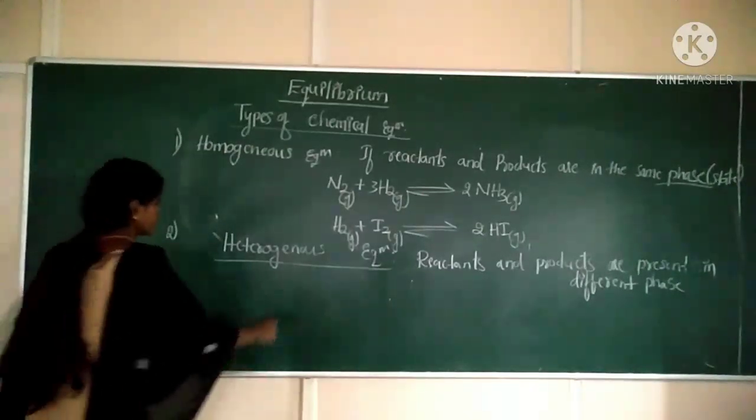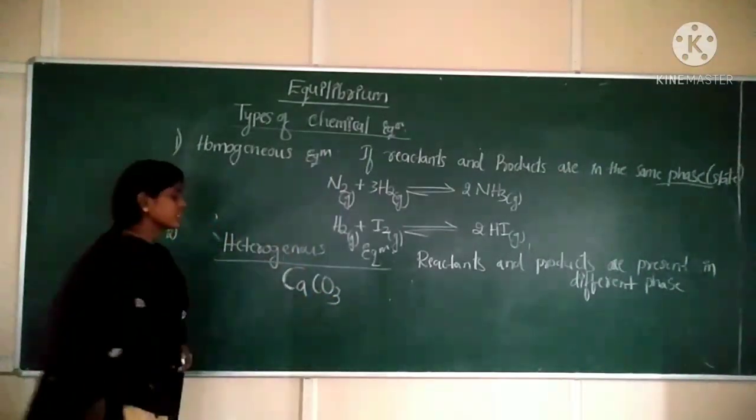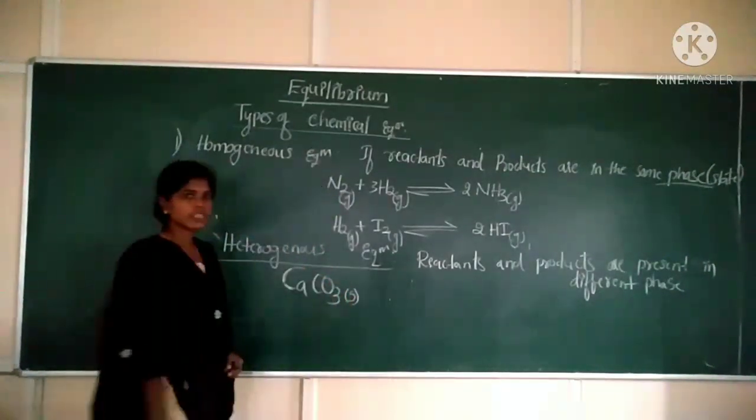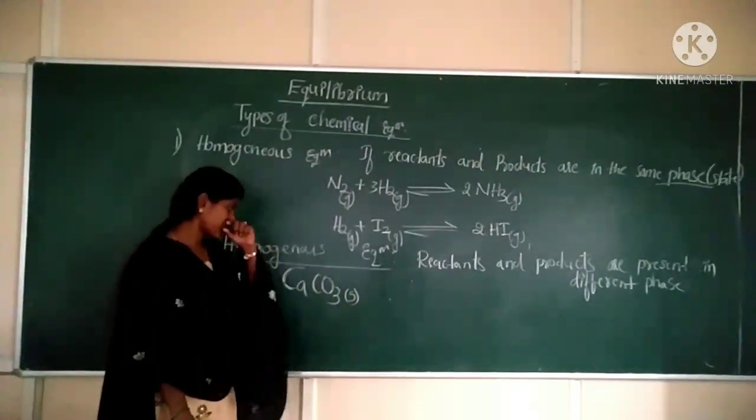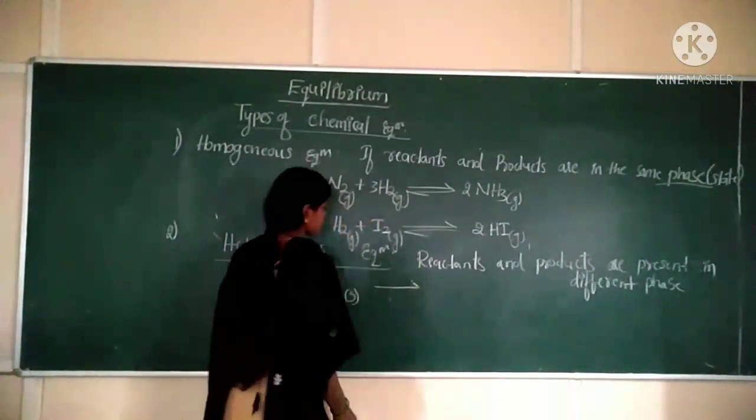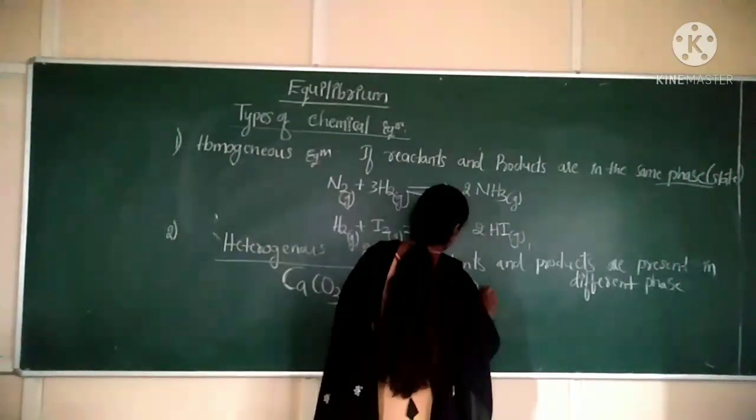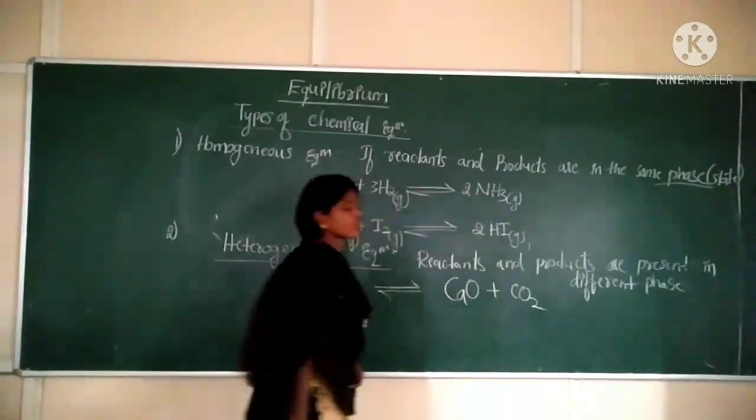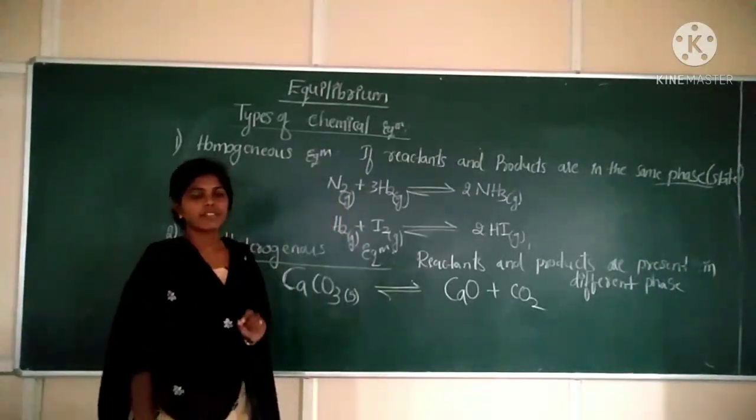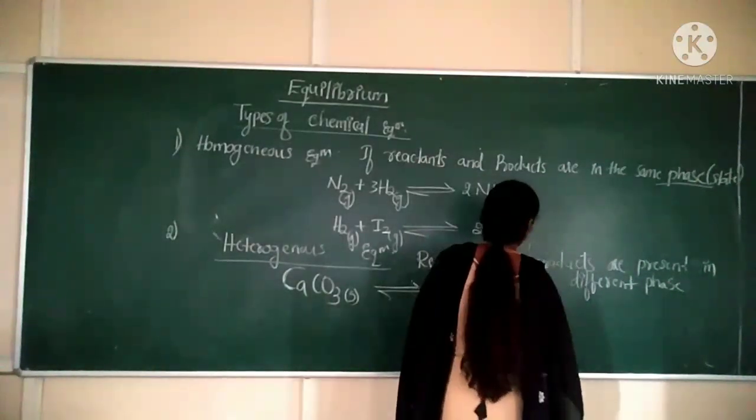You can write an example: CaCO3. What is CaCO3? Calcium carbonate, correct? Calcium carbonate is present in which state? Solid state, a salt. Now calcium carbonate decomposes to form calcium oxide plus CO2. Calcium oxide can be called quick lime. So calcium oxide is in solid state and CO2 is in gaseous state.